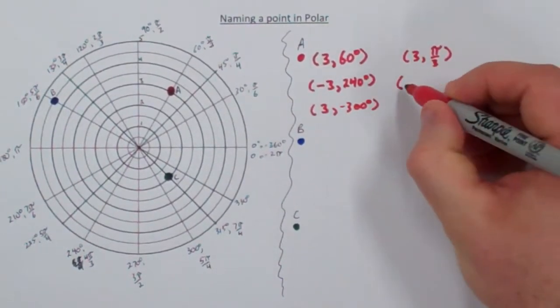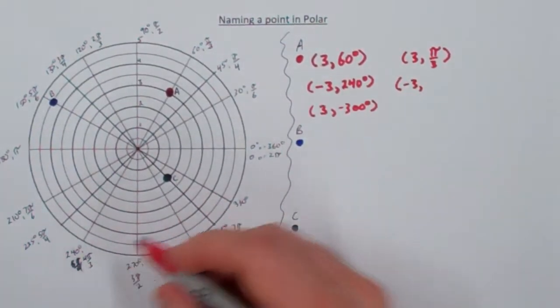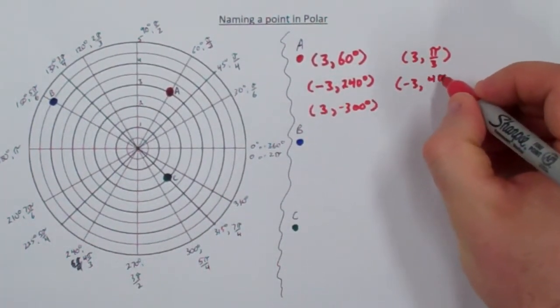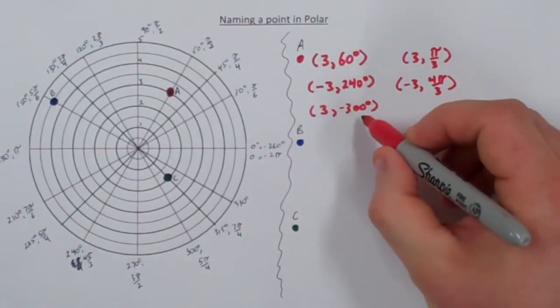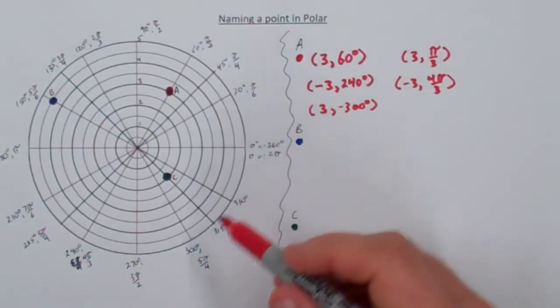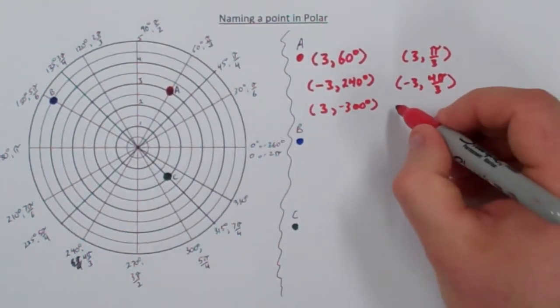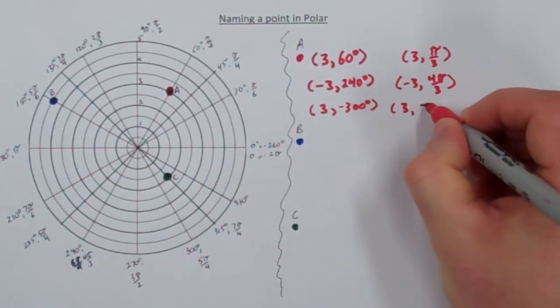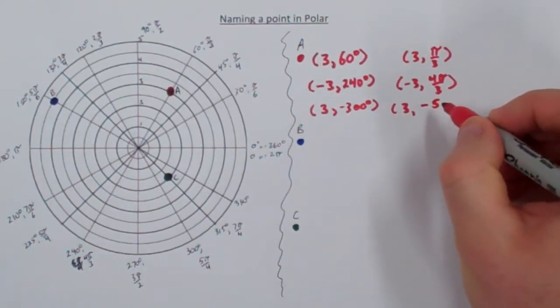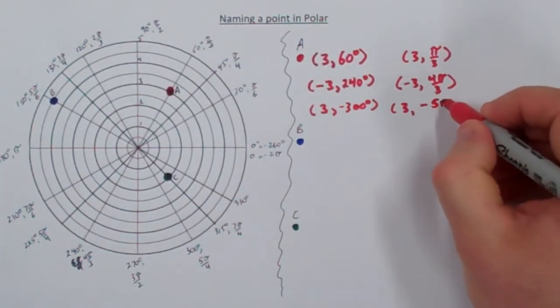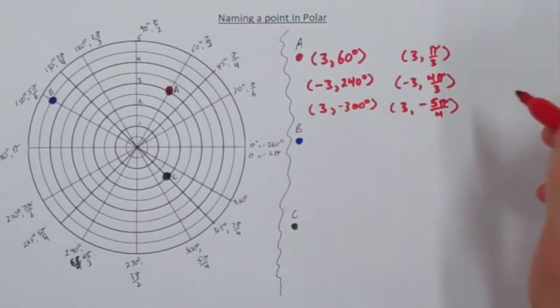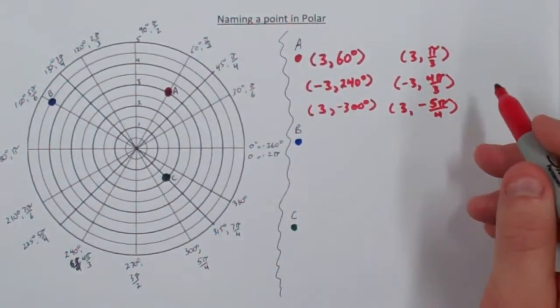So the next one, we've got to go negative 3 and then 240. We've got 4 pi over 3 there. And then 3, negative 300. Now what I do is I just use this graph as a cheater, so I know that this is 300, but 300 is the same as 5 pi over 3. So I'm just going to put a negative sign in front of that 5 pi over 3, and that's negative 300 degrees.